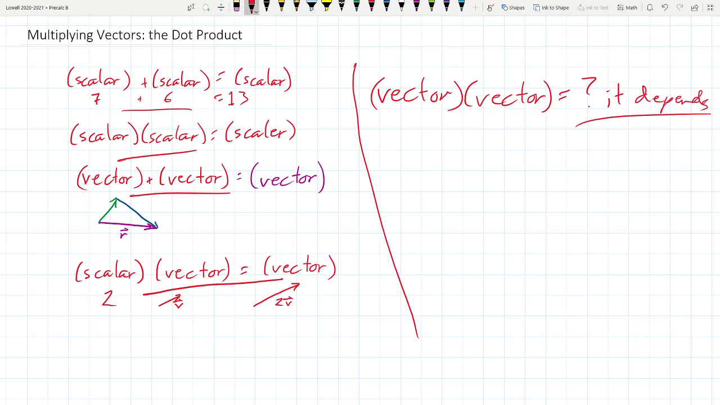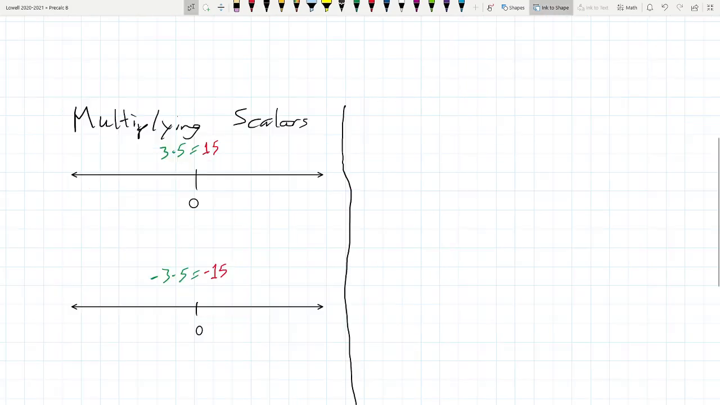There are actually two ways to go about it. There are two ways to multiply vectors. We're going to talk specifically about the dot product in this video, and the other one is called the cross product, which we'll address later. To address what this means, I want to go back and reference not scalar plus scalar, but scalar times scalar. So let me pull up another illustration here.